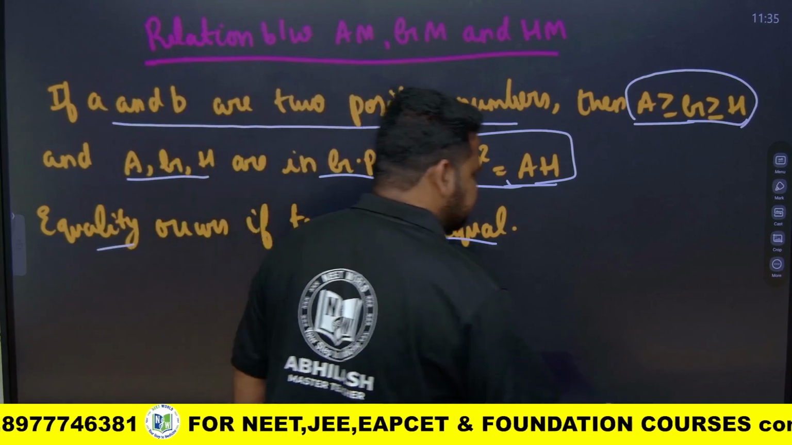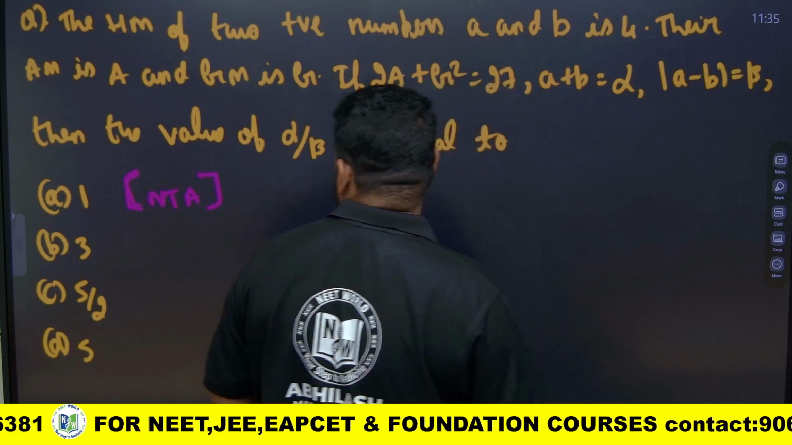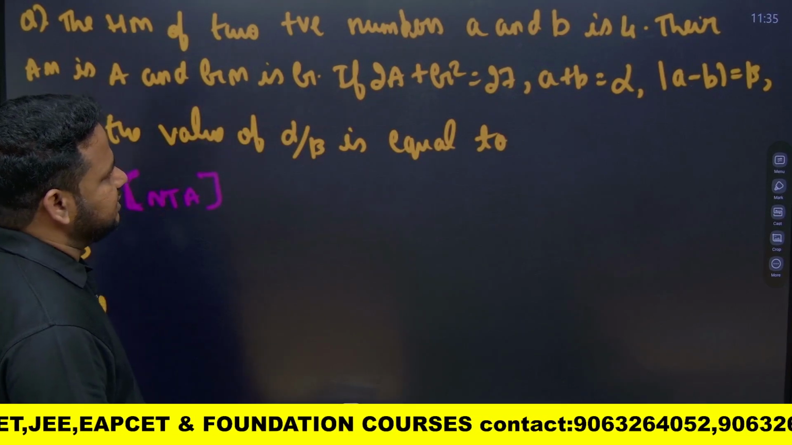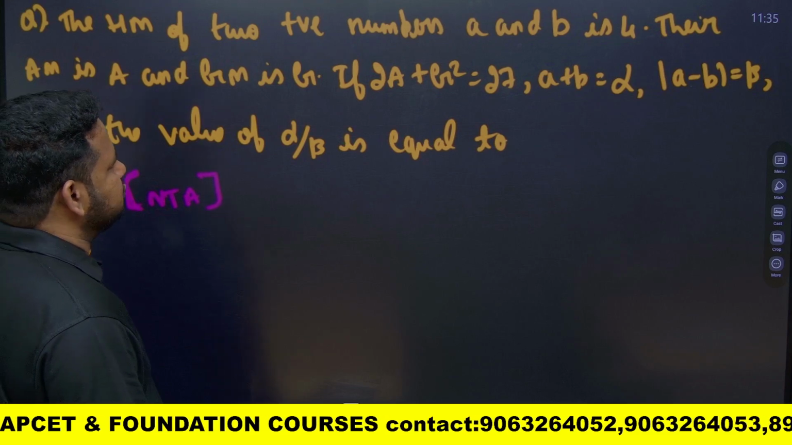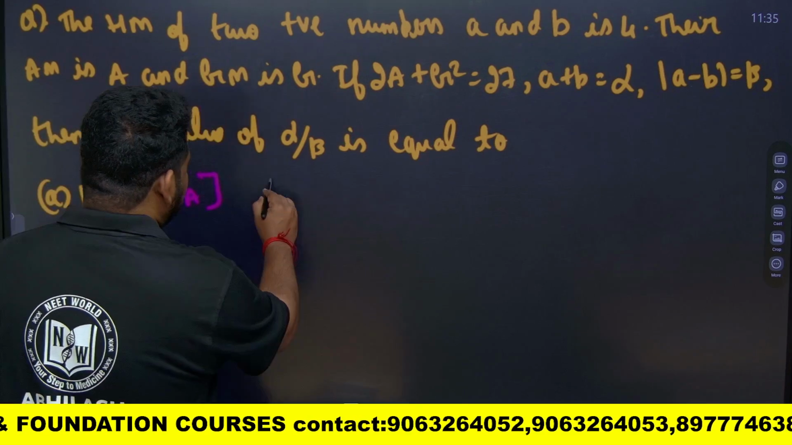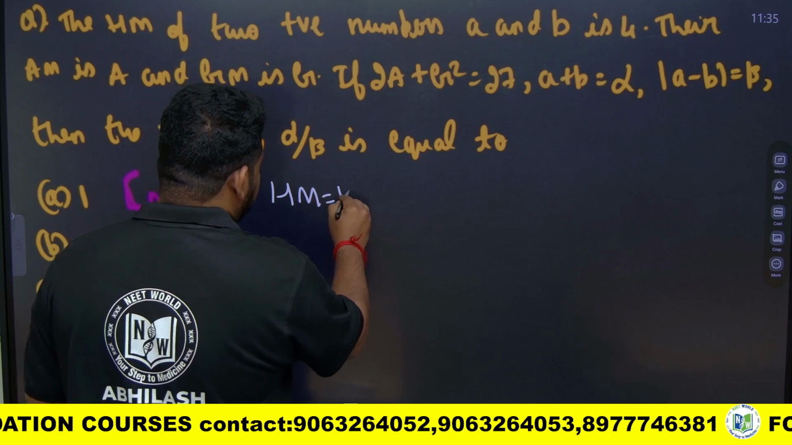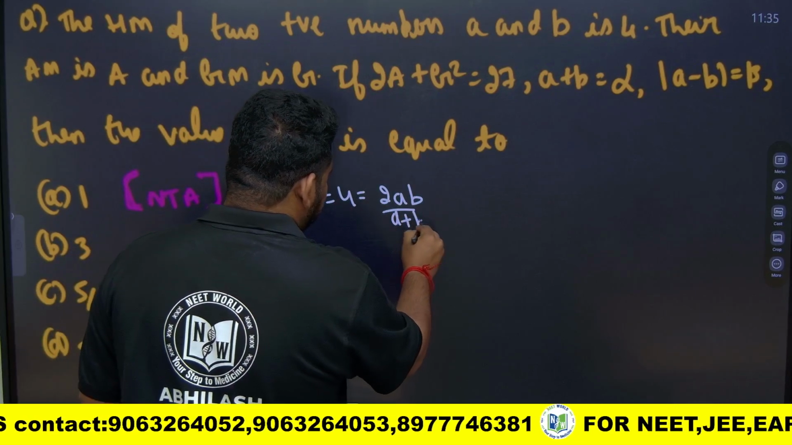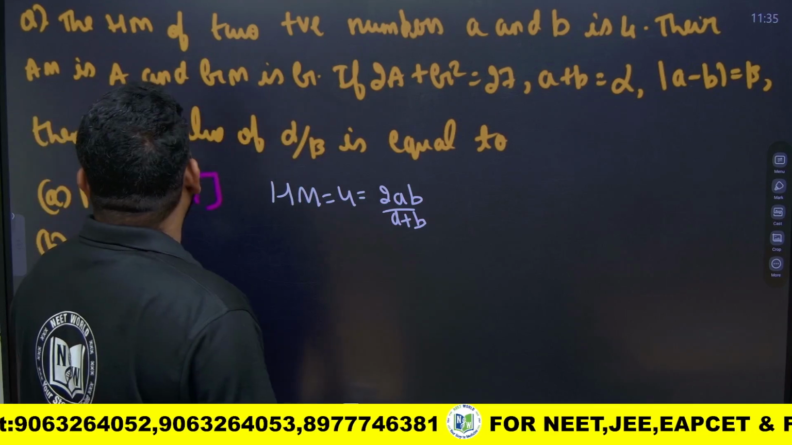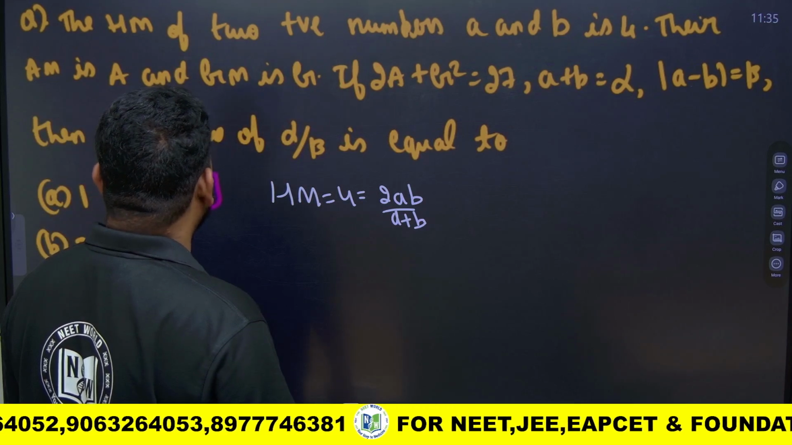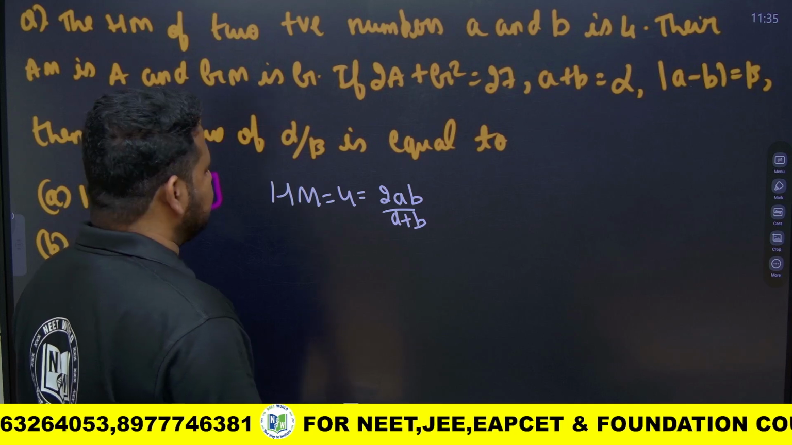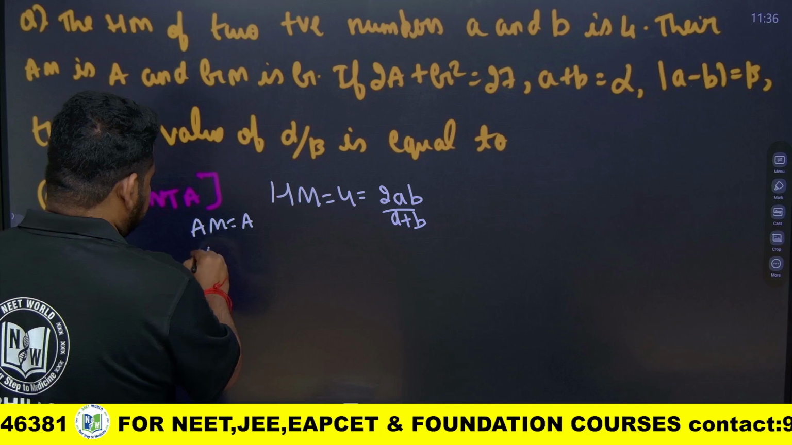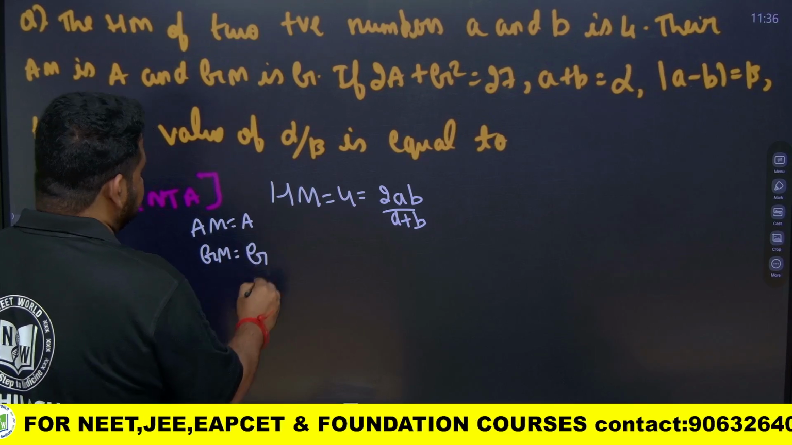Fine. Based on this, let us see some questions. This is a launch concept for the chapter. They are telling the harmonic mean of two positive numbers a and b is 4. That is nothing but 2ab by a plus b, and this is 4. Their arithmetic mean is A and geometric mean is G. This is what they are telling.